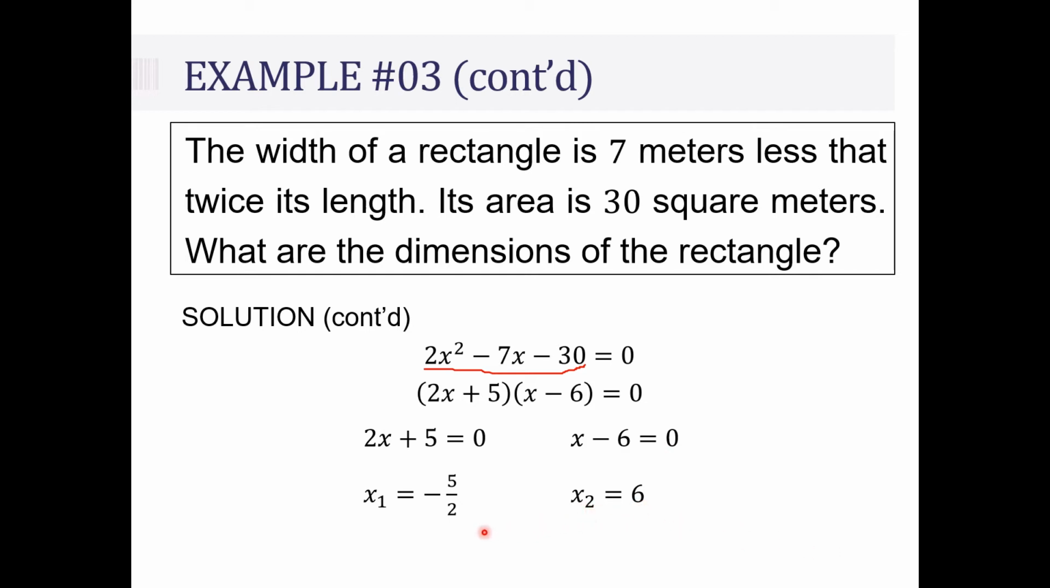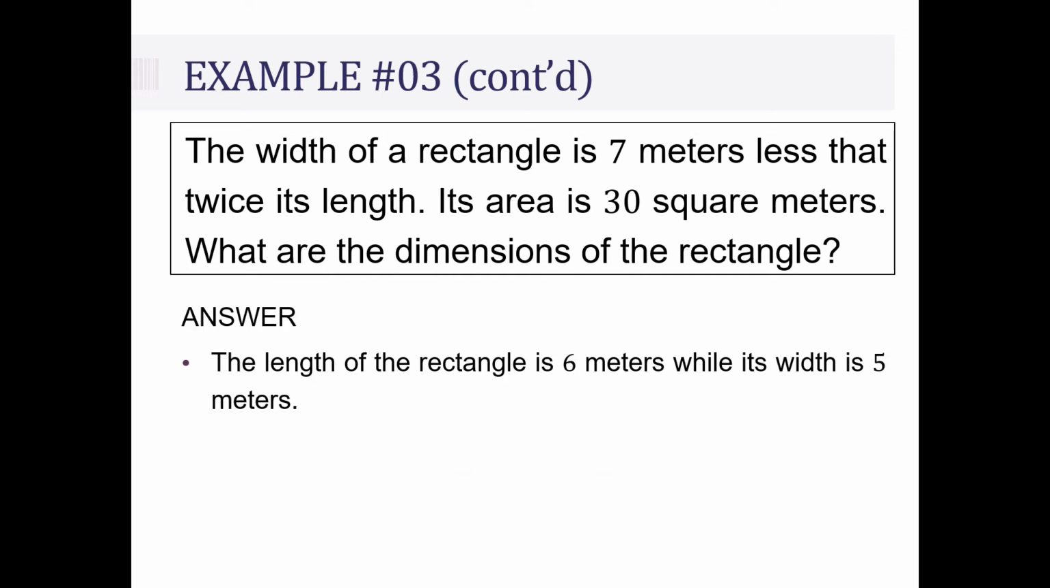Notice here that yung isang value natin negative. We are talking about length and width. We know that lengths and widths or dimensions of a figure are always positive. Ibig sabihin, hindi ito pwede. So we only have x equals 6. And if x equals 6, then 2x minus 7 is equal to 5. So which means that the length of the rectangle is 6 meters while its width is 5 meters.